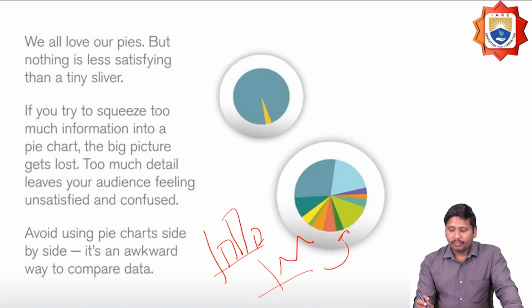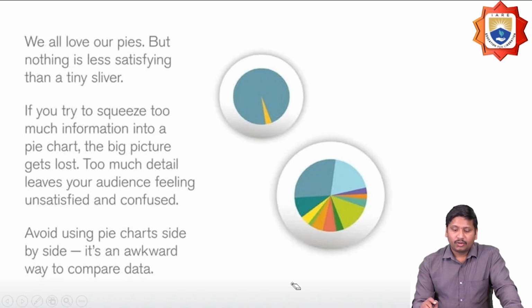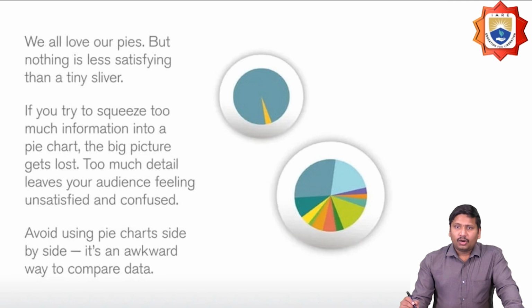But what is the most suitable application of the pie chart? It is difficult to understand. So for that, we have to be very careful with the information we put into the pie chart, and the big picture may also get lost. Similarly, too much detail leaves the audience feeling unsatisfied and confused also. So avoid placing such pie charts side by side; it should be an accurate way to compare the data as well. So let's take an example.